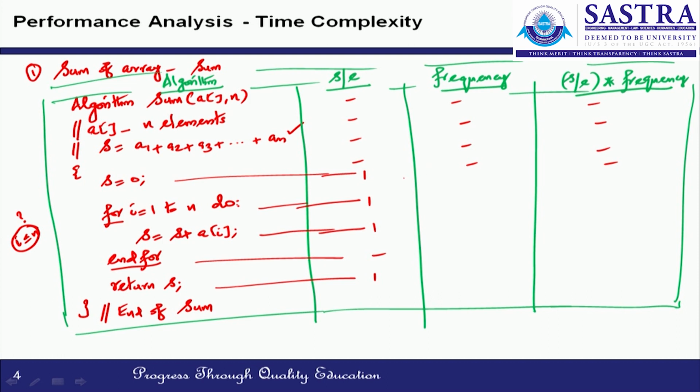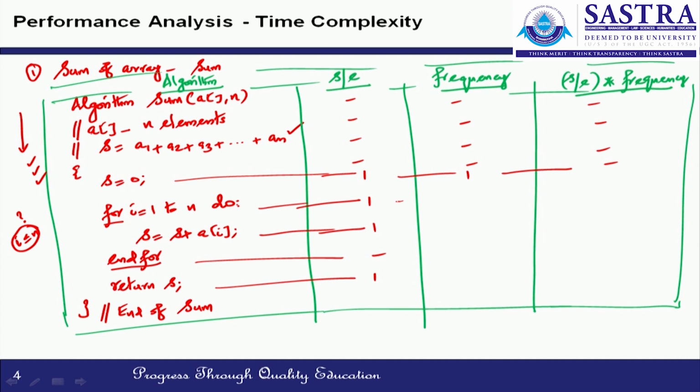Now, considering the frequency column, the frequency indicates how many times the statement is executed during the execution of the algorithm. S equal to 0, a simple assignment statement. When the program begins its execution, the statements are executed in sequential order. Clearly, S equal to 0 is executed only one time, hence its frequency is 1.